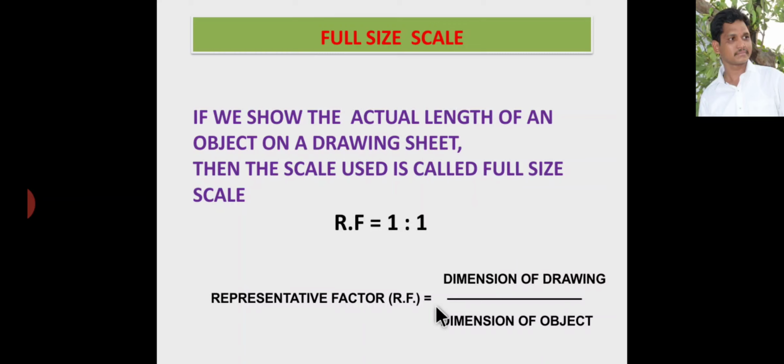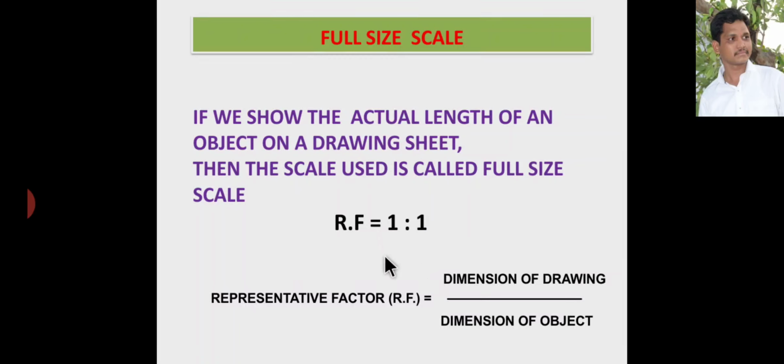Now scales are broadly classified into full size scales, reduced scales and enlarged scales. Okay, what is full size scale? If we show the actual length of an object on a drawing sheet, then the scale used is called full size scale. Okay, then RF value is equal to 1:1.